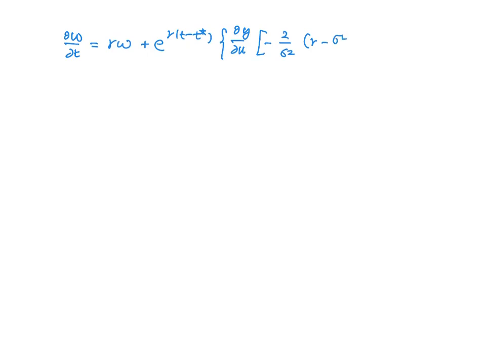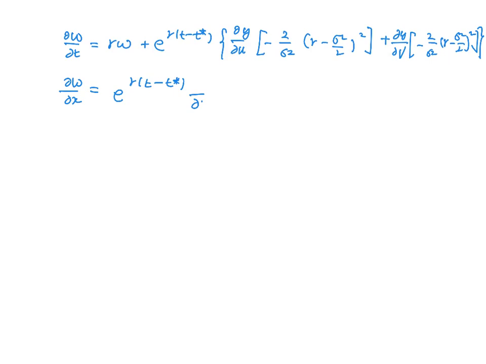R over sigma square over 2 square, plus partial y partial v minus 2 over sigma square r minus 2 over sigma square square, and partial x, exponential r t minus t star, partial u partial y, sigma square over 2 r minus sigma square over 2, 1 over x and partial x square partial square omega.